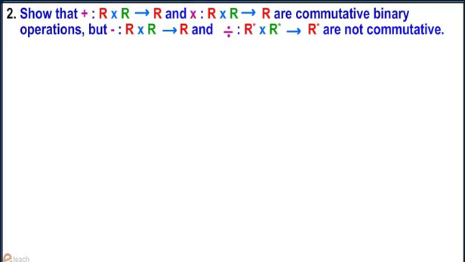Let us have another example over binary operations. Show that addition defined from R cross R to R and multiplication defined from R cross R to R are commutative binary operations, but subtraction defined from R cross R to R and division defined from R star cross R star to R star are not commutative. Note that R star is the set of all real numbers except 0.